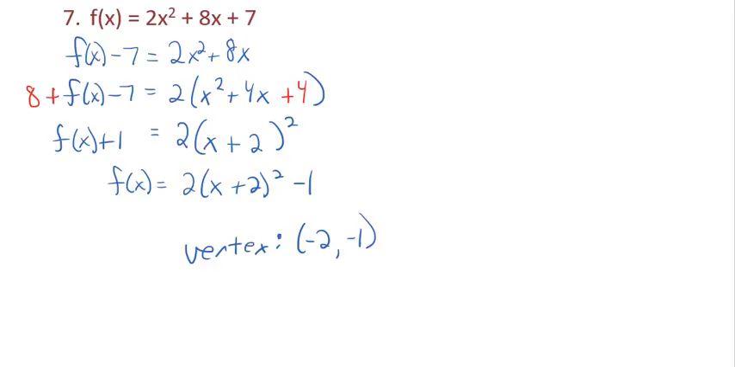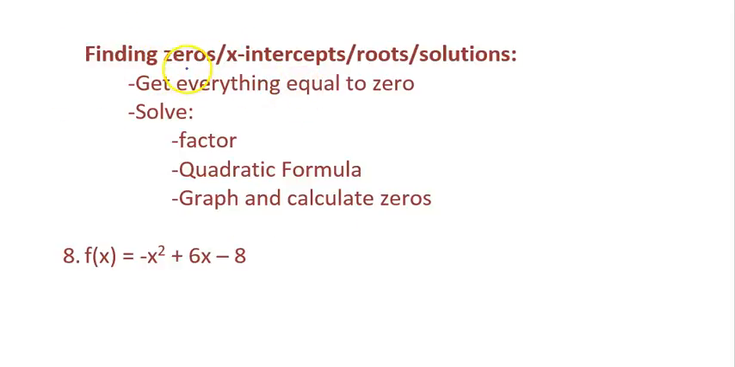Okay, the next thing that you need to be able to do with quadratics is to find the zeros or x-intercepts or roots or solutions. All of those words mean the same thing. So if it says find the zeros or find the roots or find the solutions, they're all asking you to do the same thing. In every case, get everything equal to 0. In other words, put it in standard form so that it equals 0. Because whatever you choose to do to solve after that, it needed to be in standard form to begin with.